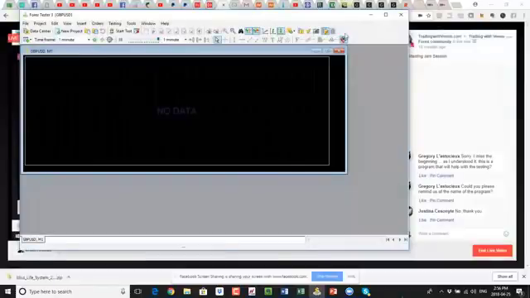But in terms of the software, this is the Forex Tester that we'll be using. It's called Forex Tester 3.